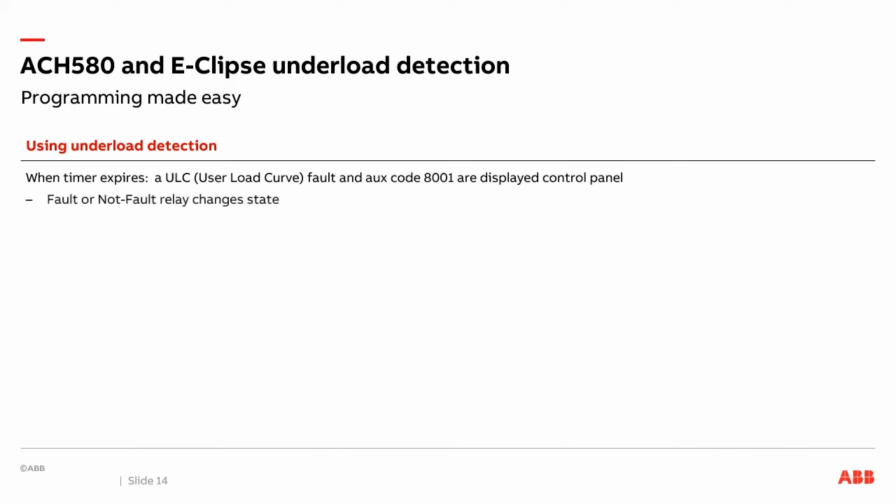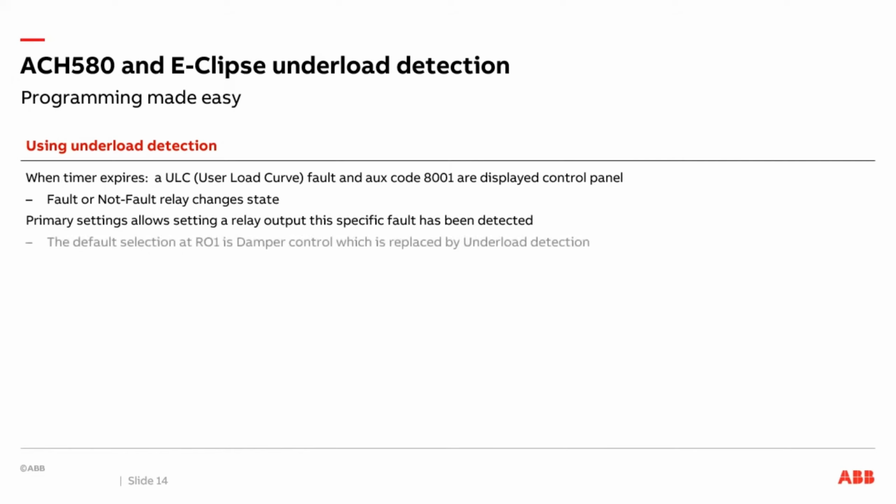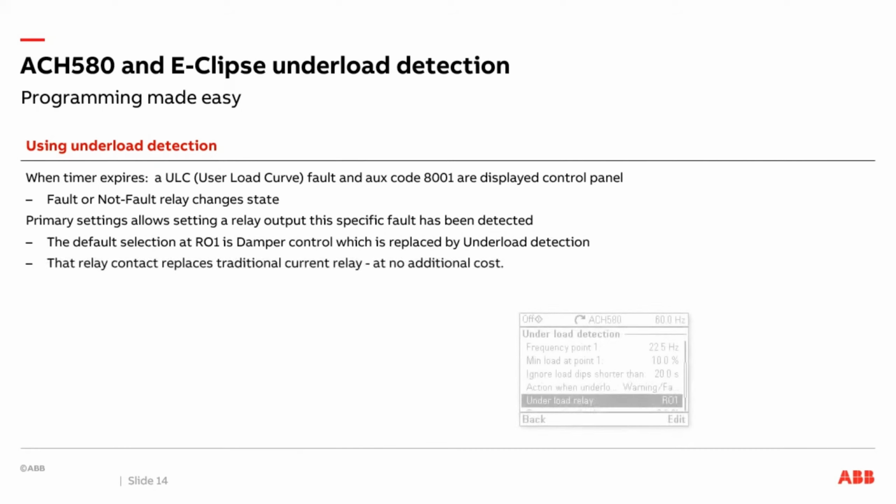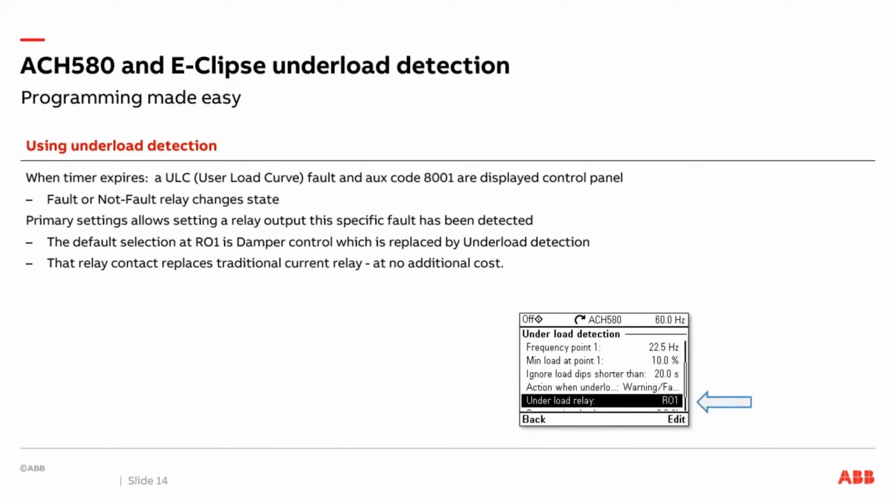The drive's fault or not fault relay will change state. With primary settings, a relay can be selected to announce this specific fault. Most building systems require this detection to be independent of other faults. To meet this need, the ACH580 activates a relay. Relay output 1 is the default setting as shown in the picture.